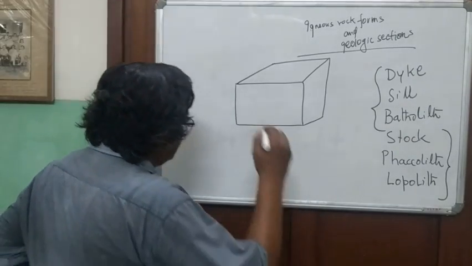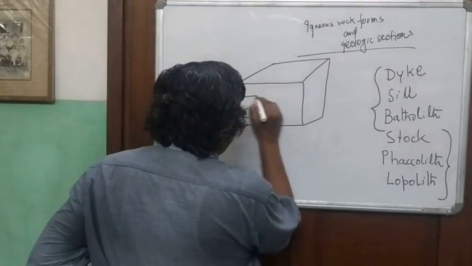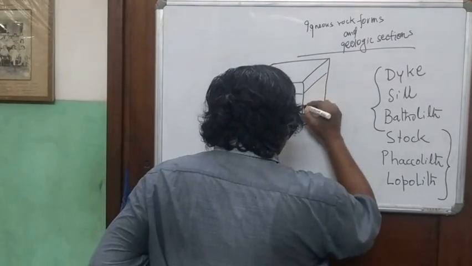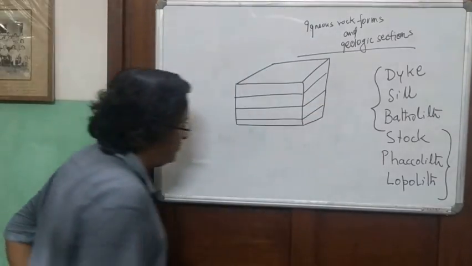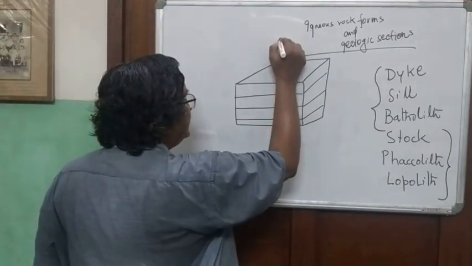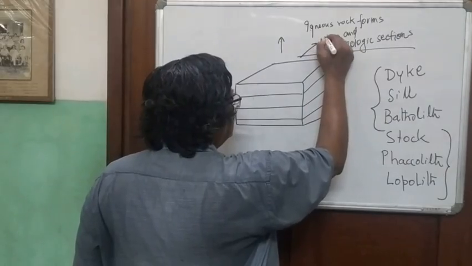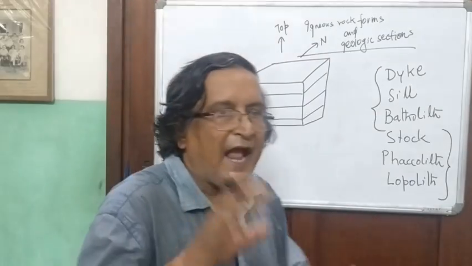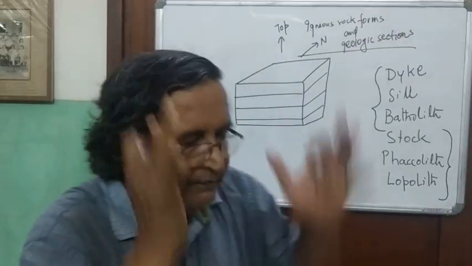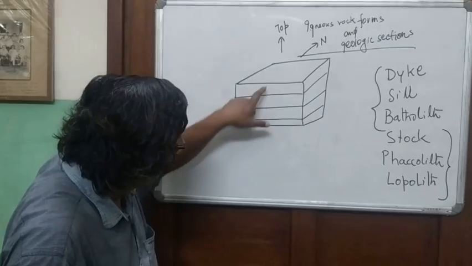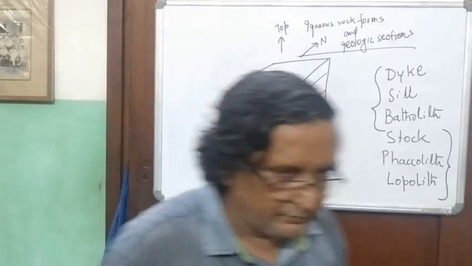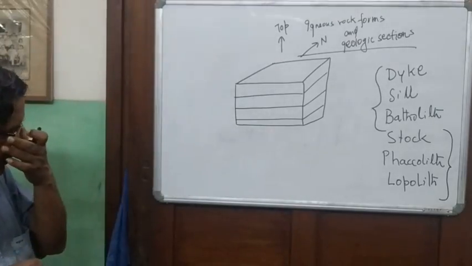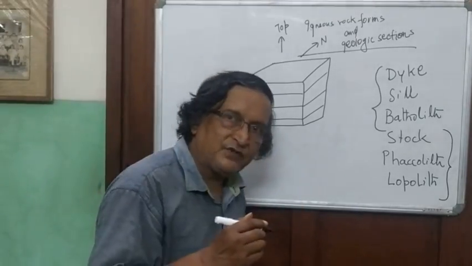Now, let's say there is a set of sedimentary rocks. As you can see, these are a set of sedimentary rocks. This is the top. Let's say this is the north. This is top. Right? And simplifying, oldest, youngest. Why? We will come to that later on in the lecture. I will draw a few things and tell you.